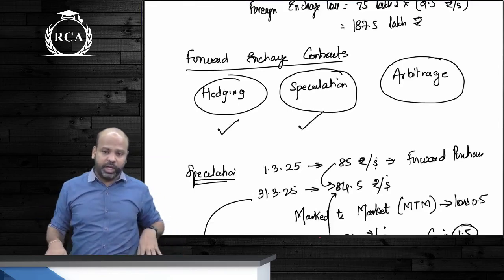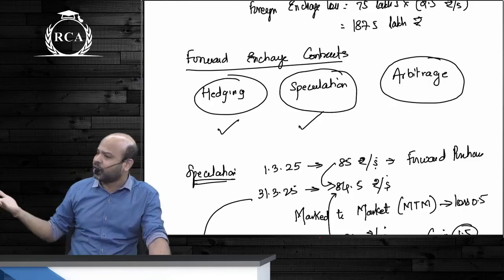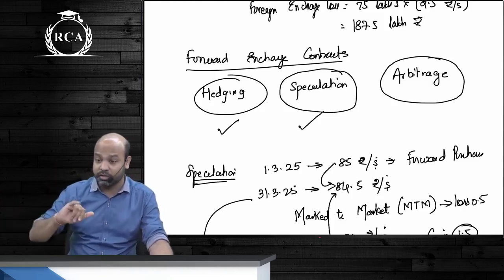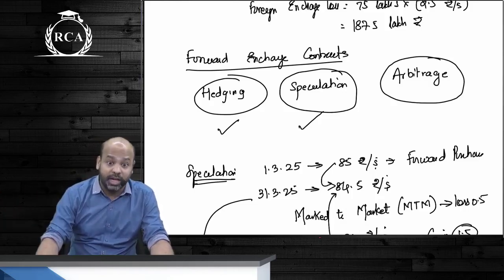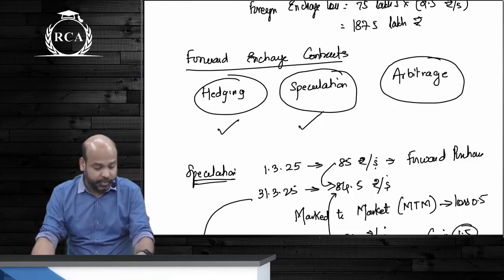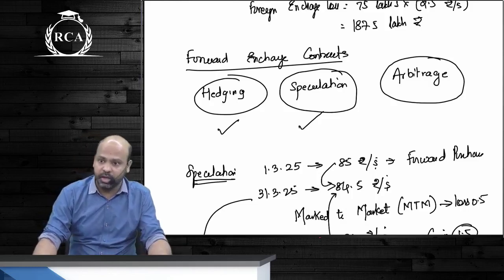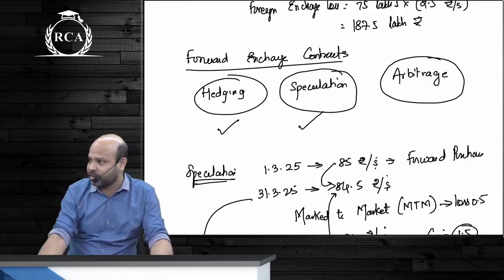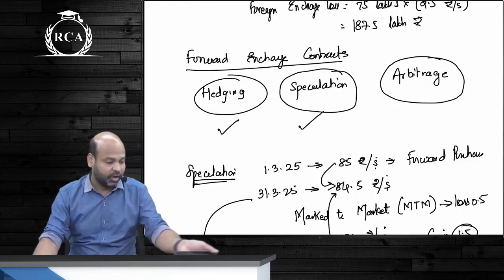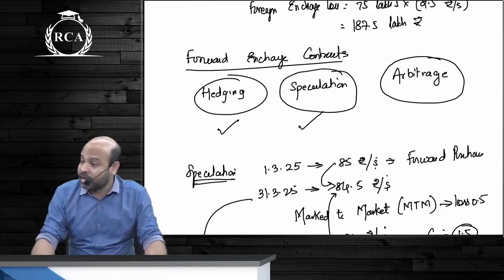If it is speculation, that means we do not have any foreign currency receivable or payable. It is just that Donald Trump is our very close friend. He called us and told us the dollar is going to rise, buy it. So we are entering into a forward contract to buy dollars. Yes or no? After that, if the dollar rate increases, you will make a profit. If Trump was lying to you, then you will end up incurring a loss. So that is called speculation.